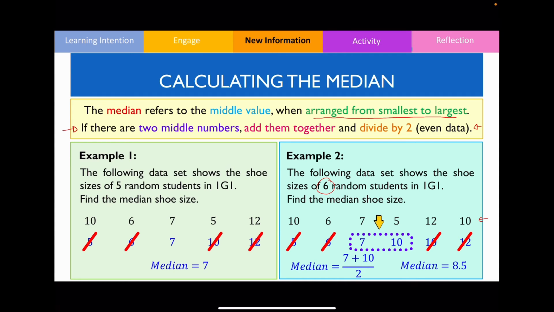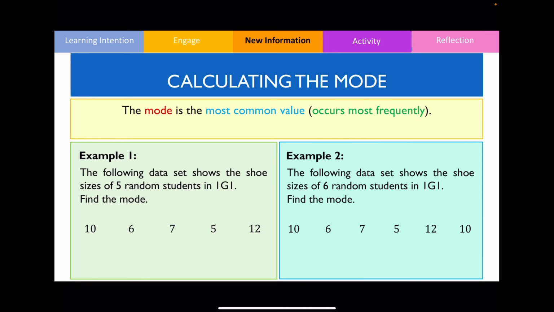Another way of finding the most typical value within a data set is by finding the mode. So the mode refers to the most common value or the number that occurs the most frequently within the data set. And what you need to understand is that depending on the data set or the values that are presented to you, it is possible to have no mode at all. You could have one mode, or it's possible to even have 2 or 3 modes, okay?